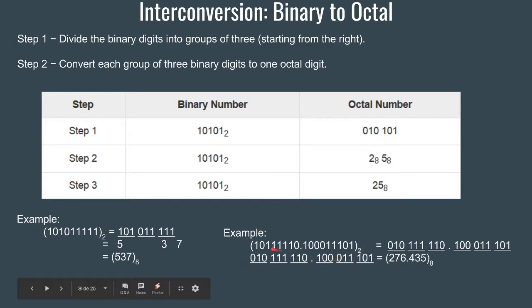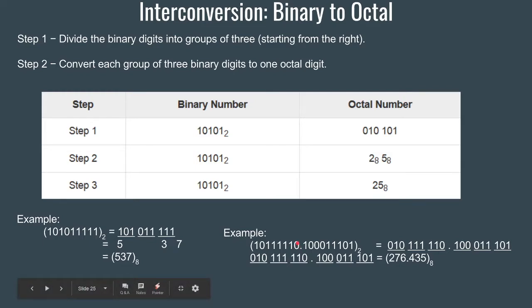And in this example, what we have is 10111110. Here also, we'll do the same thing. We'll just make groups of 3. And for this part also, we'll make groups of 3. But take a note that if we have anything after the decimal, then we will consider groups of 3 from the left hand side. Unlike in this one, anything before the decimal, we used to make groups of 3 starting from the right hand side.